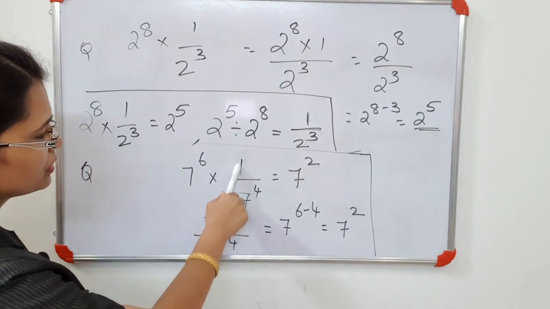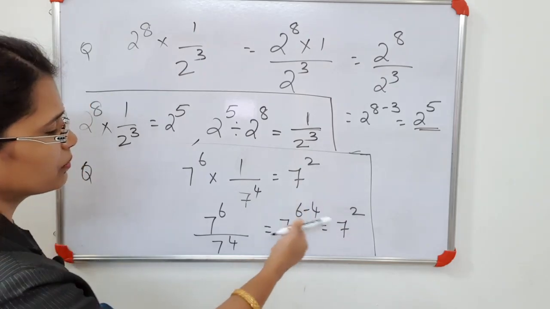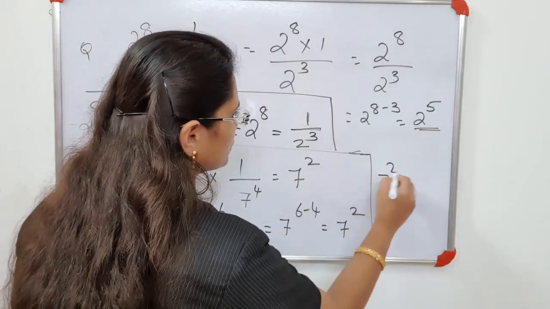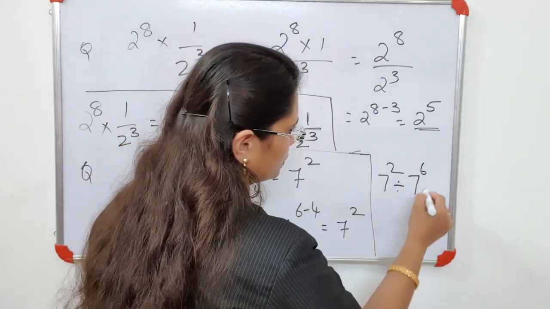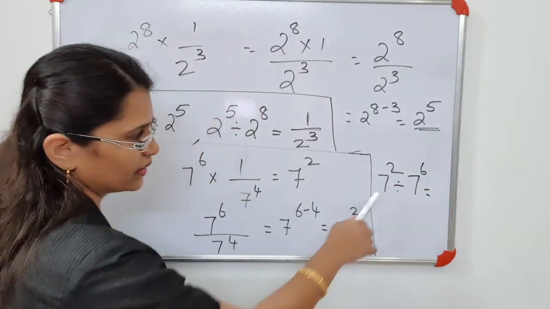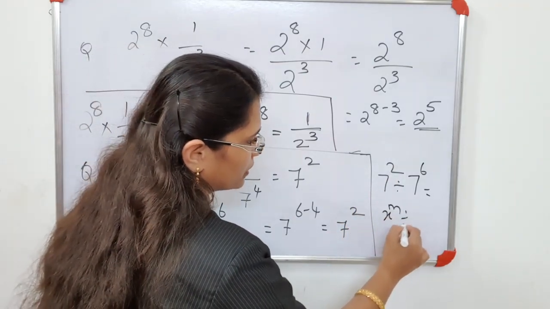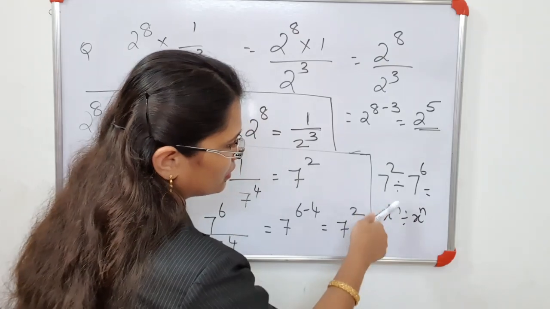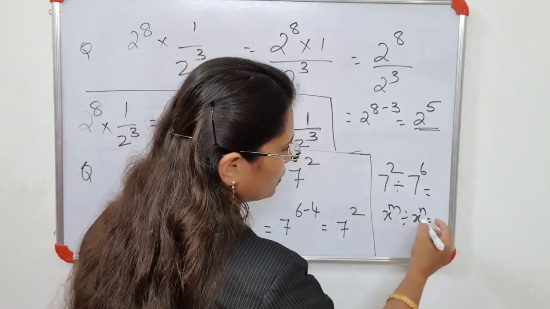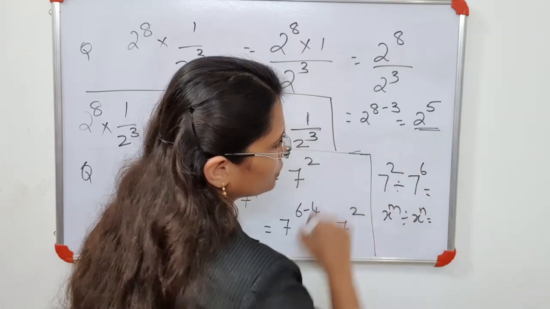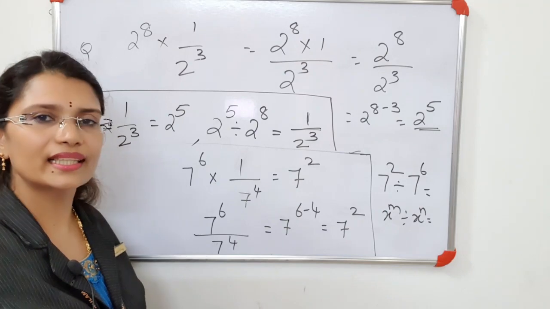Okay, same here also. 7 raised to 6 into 1 by 7 raised to 4 is equal to 7 square. But if we are writing 7 square divided by 7 raised to 6, you know the difference between these is 4, but here this is m, x raised to m divided by x raised to n. Here m is smaller than n. So you cannot write 7 raised to 6 minus 2. If it is 7 raised to 6 minus 2, m should be greater.